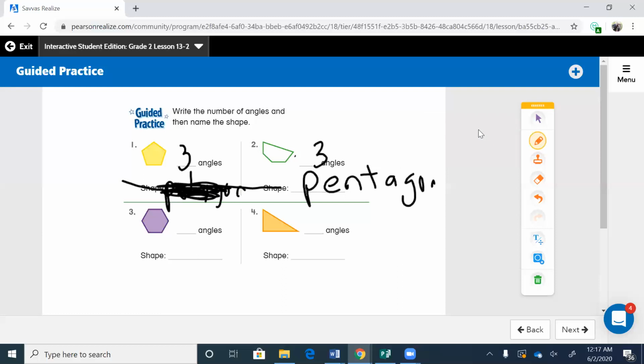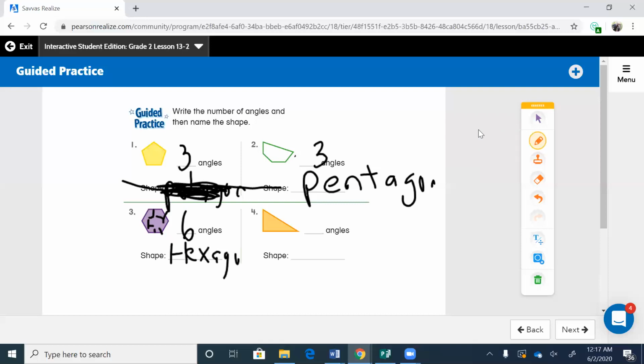All right, let's take a look at the next one. Okay, let's count the angles. 1, 2, 3, 4, 5, 6. 6, and that's a hexagon.